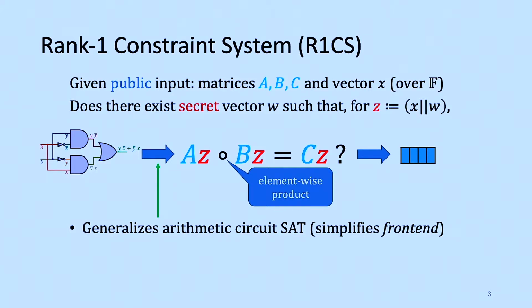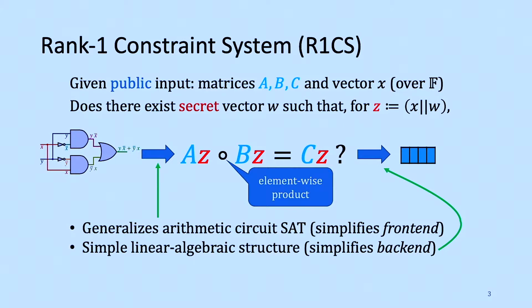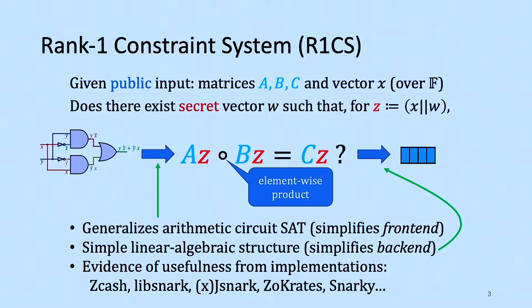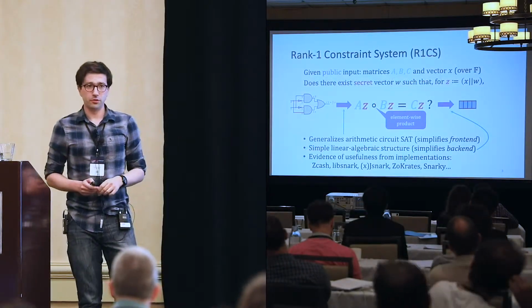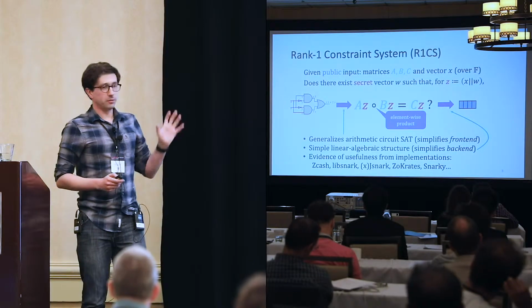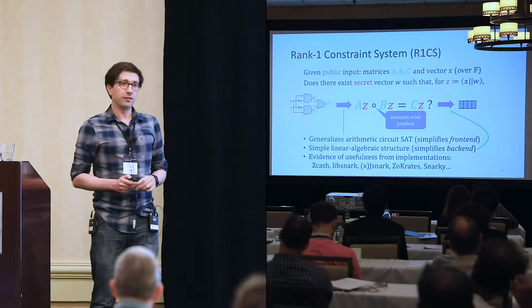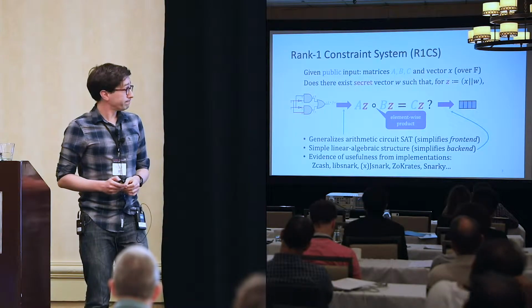And the other nice thing about it is that unlike this arithmetic circuit I started with, we have this really nice, simple linear algebraic structure to work with, right? So we have just these matrix multiplications, matrix vector multiplications, and this element-wise product. And finally, it's got some kind of demonstrated practical usefulness. So all of these systems use it. And one of the reasons that we are all gathered here today is to discuss the possibility of making this a standard for zero-knowledge proofs. So this seems like a very relevant thing to be targeting. And it has a lot of advantages.